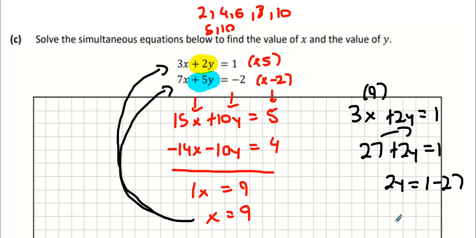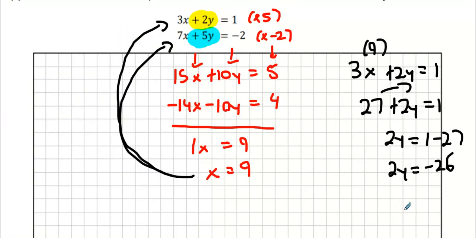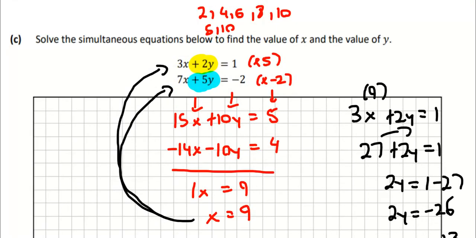Then, basically, 2y equals minus 26. Divide your answer by 2. y equals minus 13. Is that okay with you guys? All right, good job.